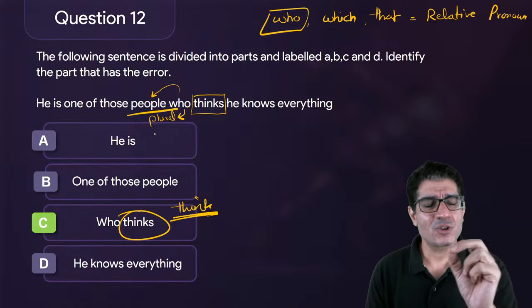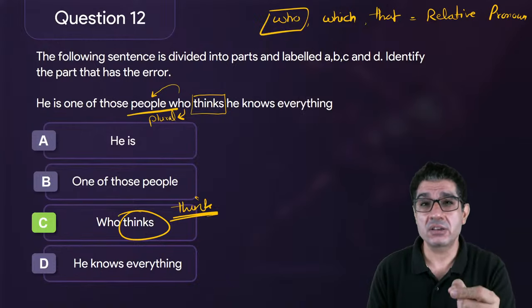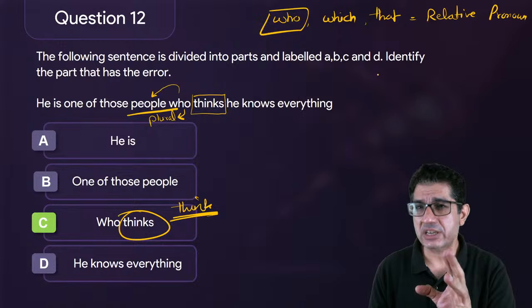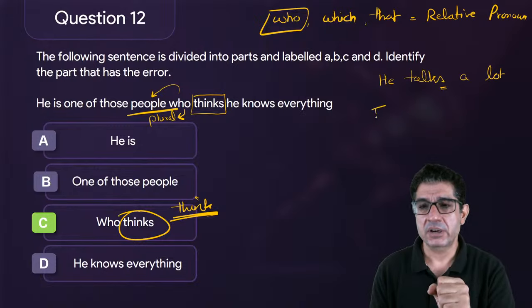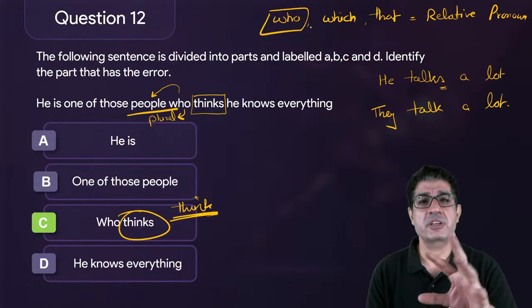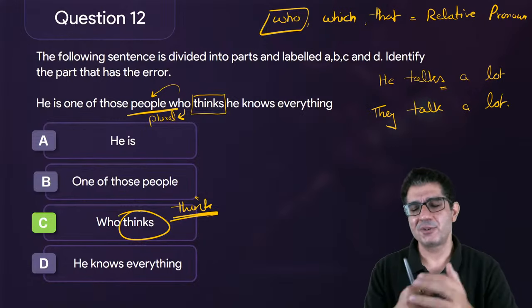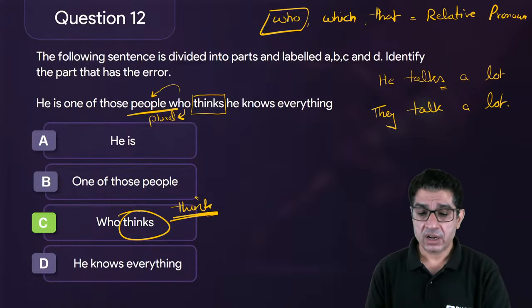When you add an s or an es to a verb in simple present tense, remember, it's only when the subject is singular that you'd add s or es. So you'd say he talks a lot, but we say they talk a lot. So when the subject is singular, you add an s or an es. When the subject is plural or is I, of course, skip that. Right? So Aryan.